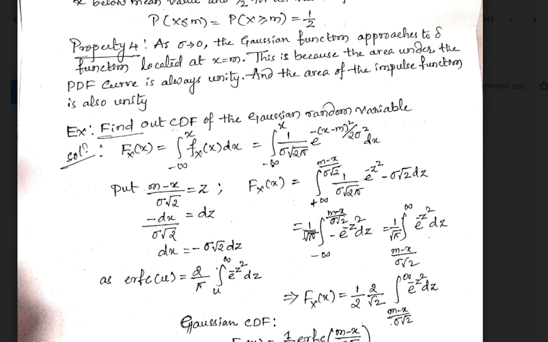So altogether when we solve, we are getting 1 divided by root pi, integration from minus infinity to the same value, e to the power of minus z square dz.